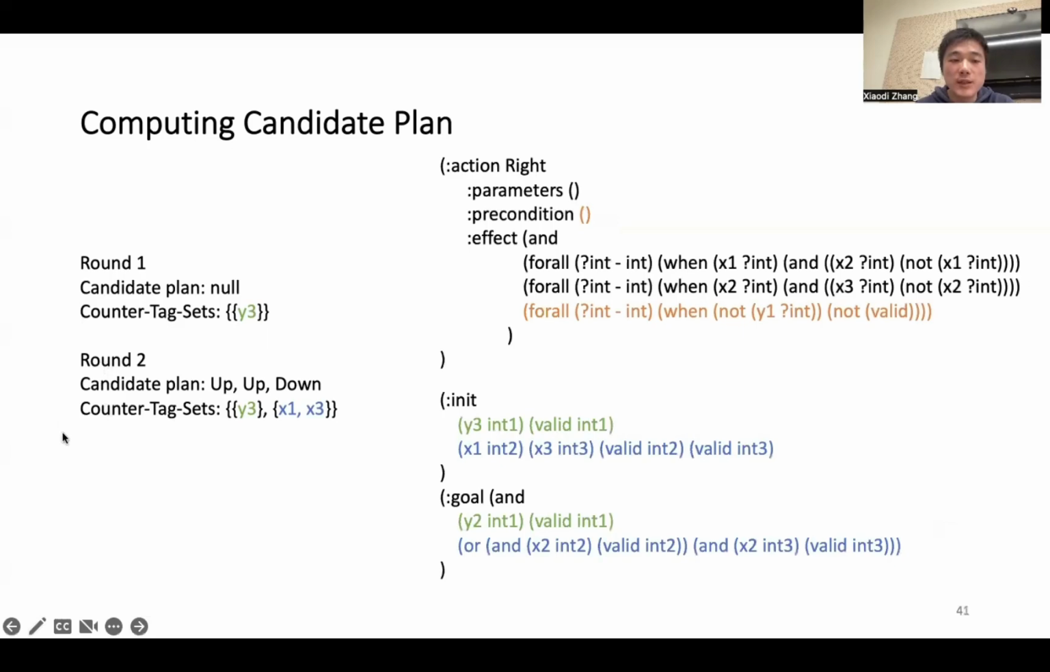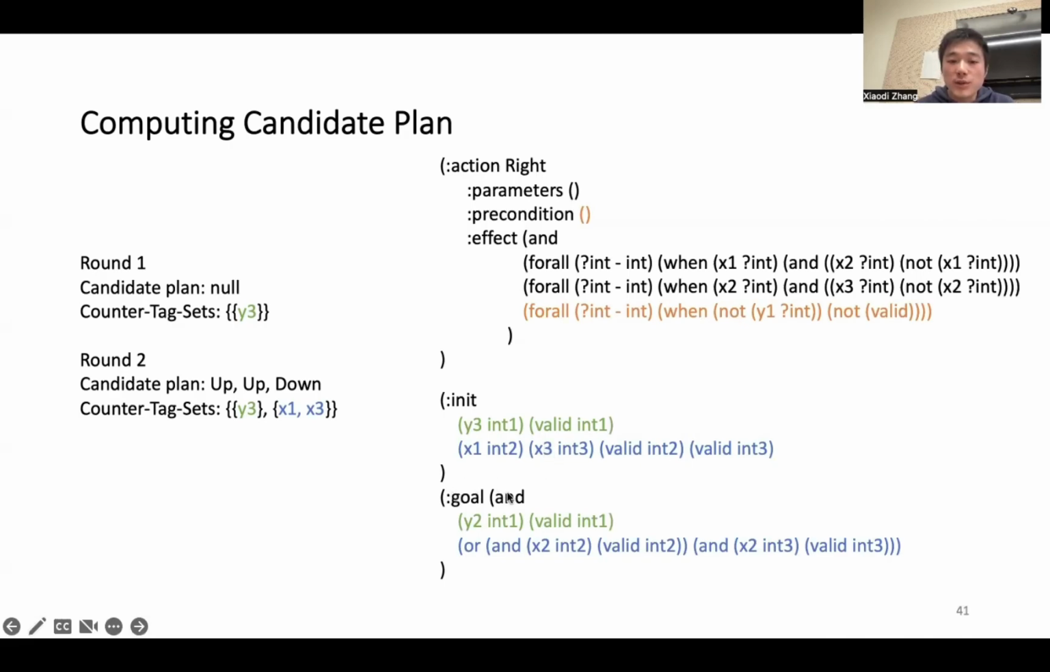So we are still using the round example, and in round 2, we have 2 counter tag sets. The first one is y3, the second one is x1, x3. Because we have 3 tags here, we have 3 interpretation numbers. You can regard it as there are three robots. The first robot stands at Y3, the second robot at X1, the third robot stands at X3.